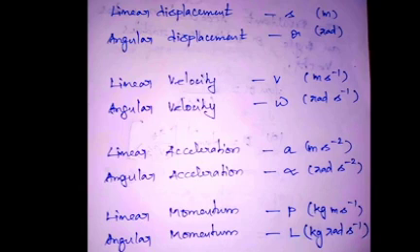Then linear momentum, we know p, unit is kilogram meter per second. So angular momentum is represented as L, unit is kilogram radian per second. So these are some important concepts you have to remember in this lesson. Now we move to the 3 equations of kinematics in angular form. Okay, so first, you see this table.